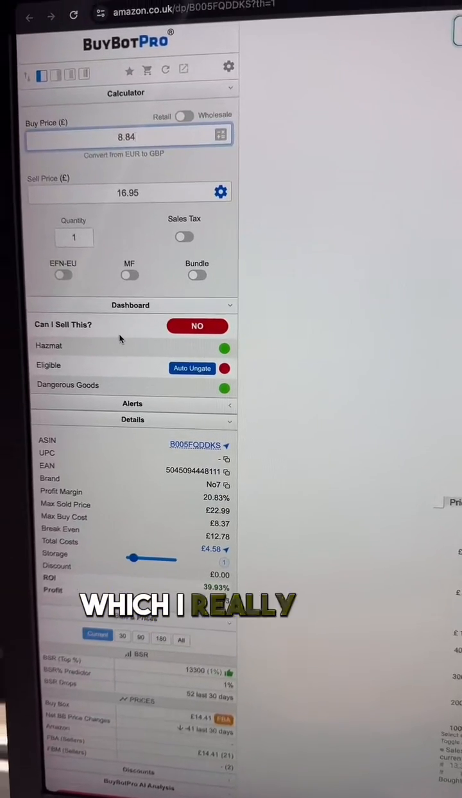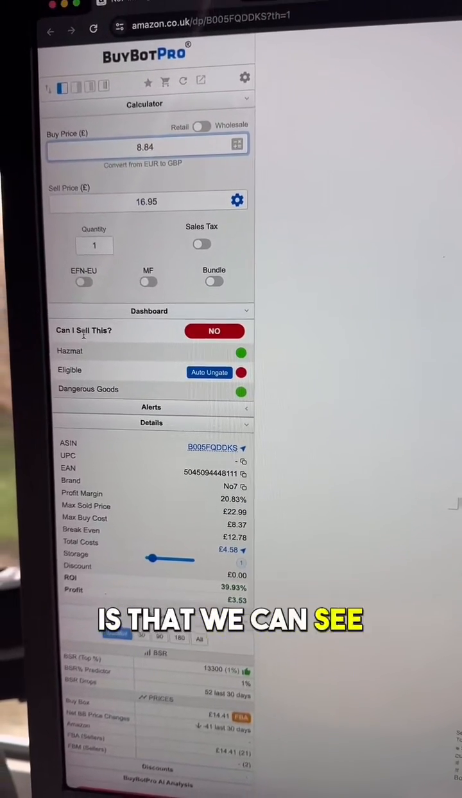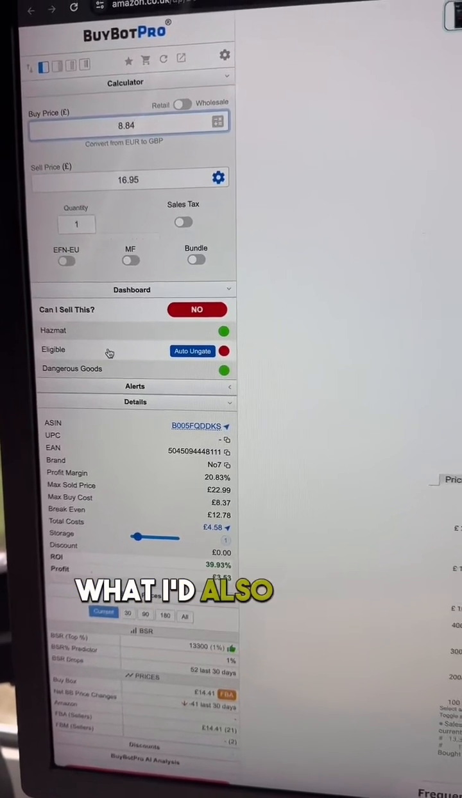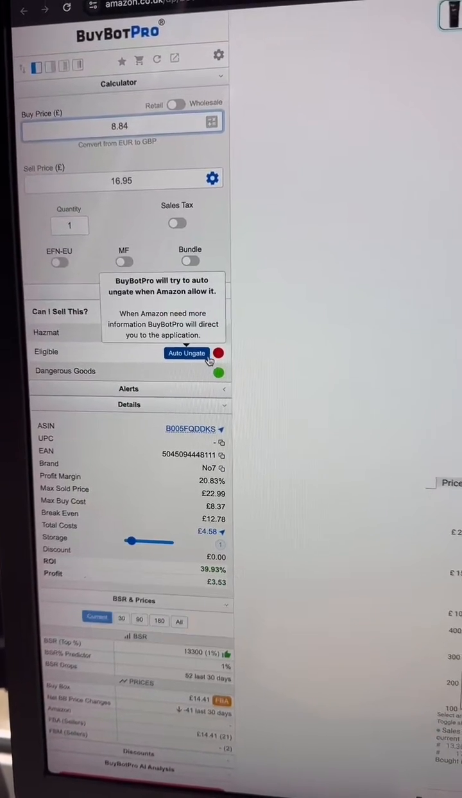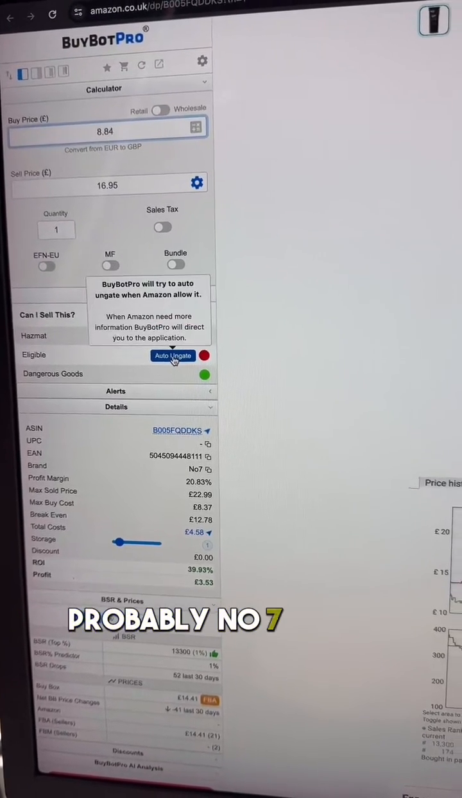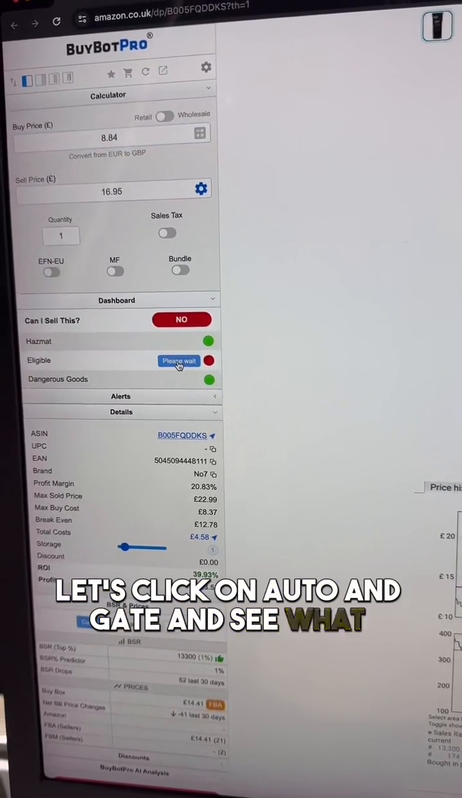First thing we can see, which I really love about BuyBot Pro, is that we can see, can I sell this? And the answer is absolutely not. So it's an immediate concern. What I also love is that we've got the eligibility. The reason we can't sell it is because I'm not eligible. I need to auto-ungate on probably No7 brands. Let's click on auto-ungate and see what happens.